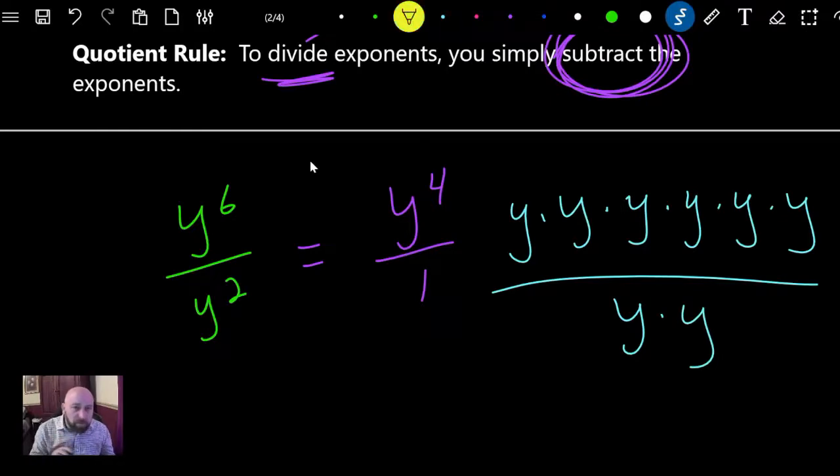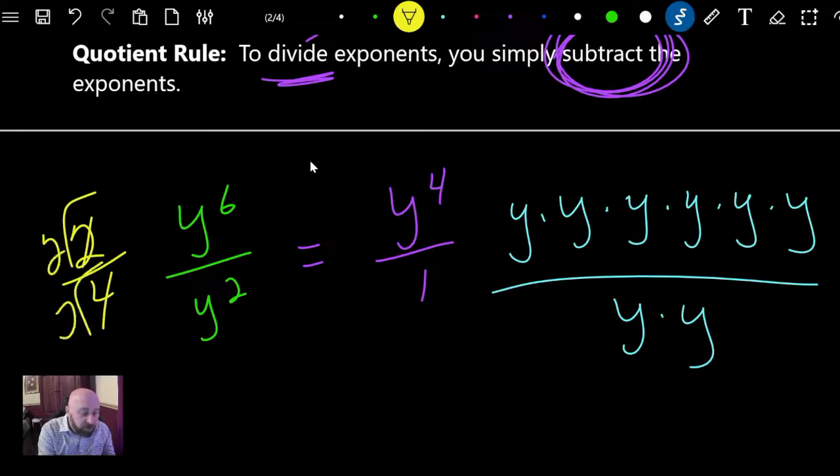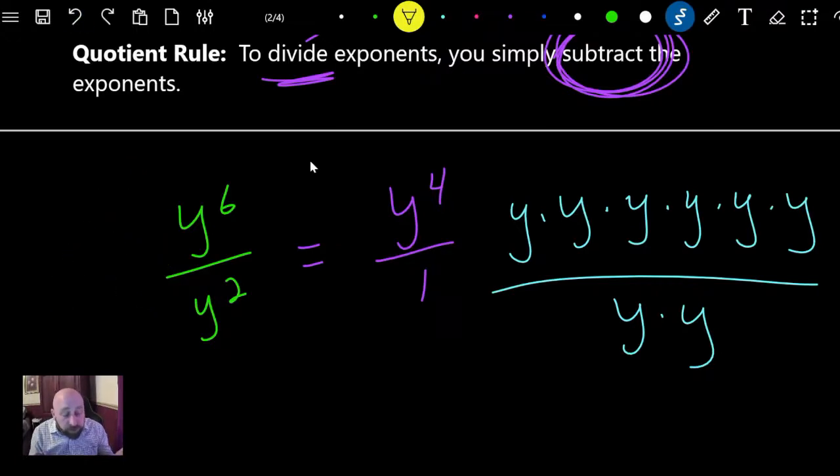Now watch what happens when we're canceling, right? We're basically just reducing our fraction. What if we had 2 over 4? We reduce that fraction, right? By dividing 2 into both of those, and we get 1/2. You've been reducing fractions for a long time. So really what we're doing on this one is we're reducing our fraction.